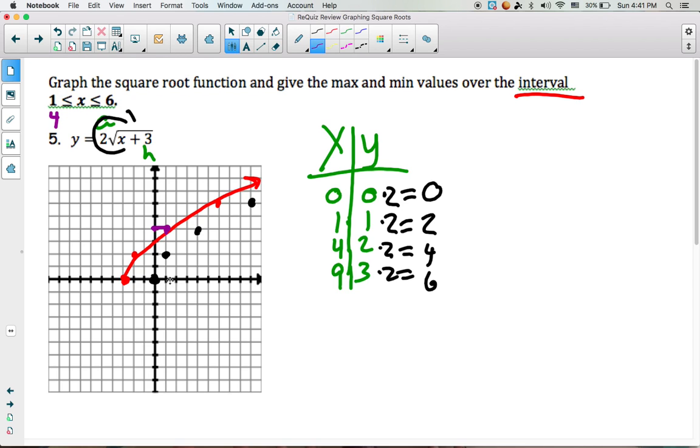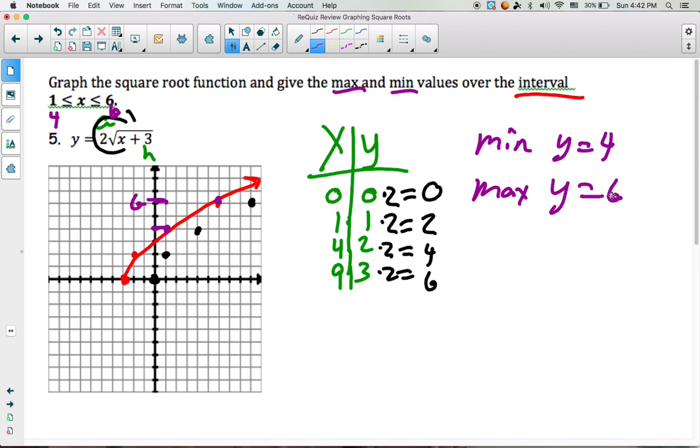And then we go over to 6. 1, 2, 3, 4, 5, 6 on the x, and 1, 2, 3, 4, 5, 6. So the y value is 6. And the way the max and min work is that the smallest value is your minimum. So our min would be y equals 4. And your max would be the largest value, and that would be y equals 6. So that's all you have to do.